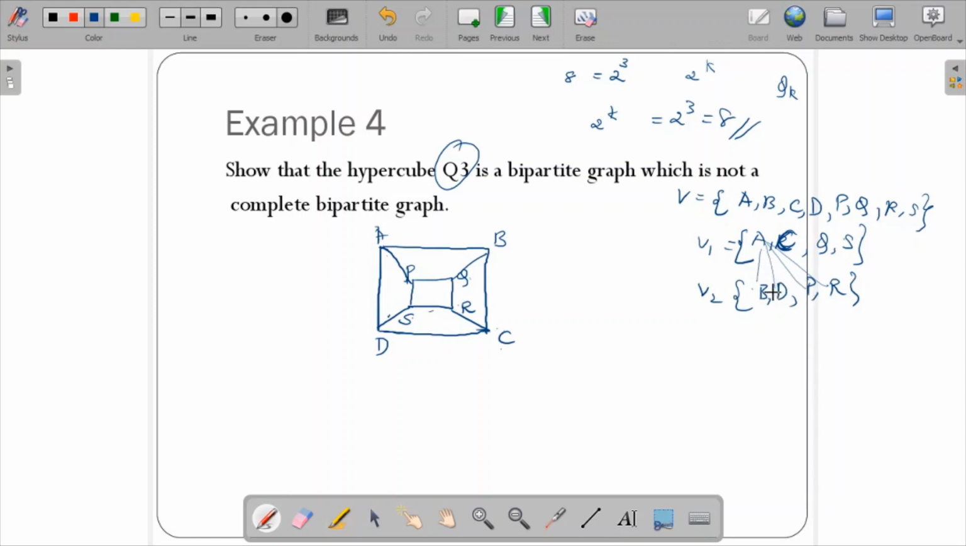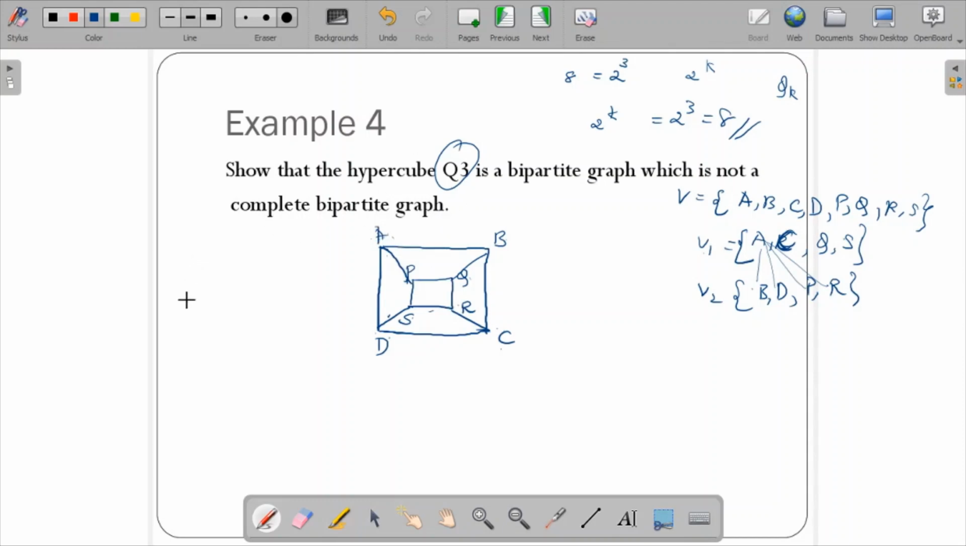And the third condition we had: no edge joins two vertices, both of which are in V1. Both sets should be disjoint and there should not be any connection between the vertices within the same set. So these were the three conditions for a bipartite graph. We split the vertices as ACQS and BDPR. From A we have the connection A to B, A to D, and A to P also, but there is no connection A to R. From this itself we came to know it is not a complete bipartite graph. So this is how example 4 is explained.